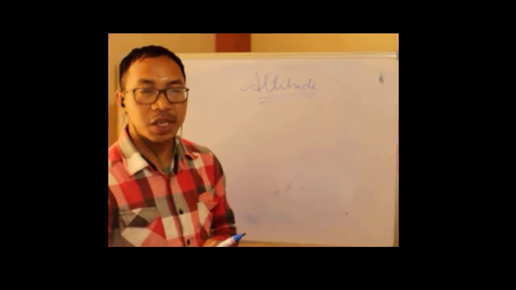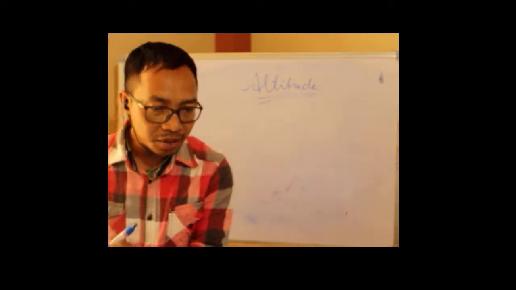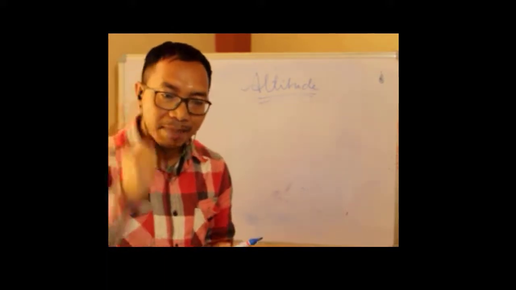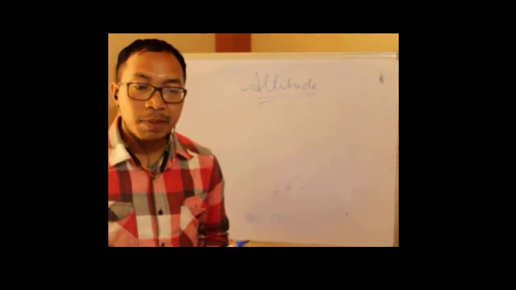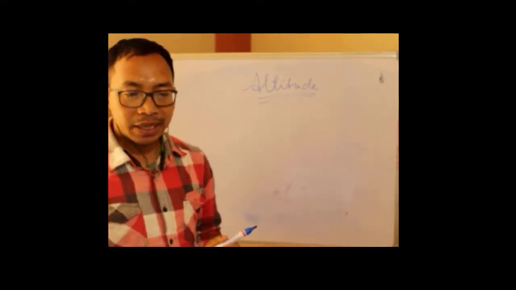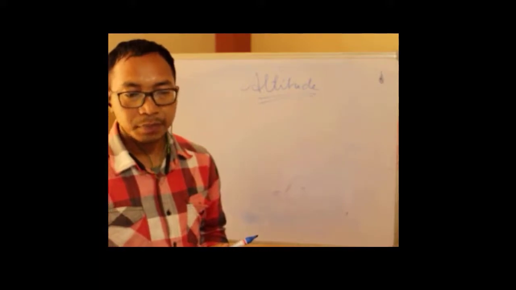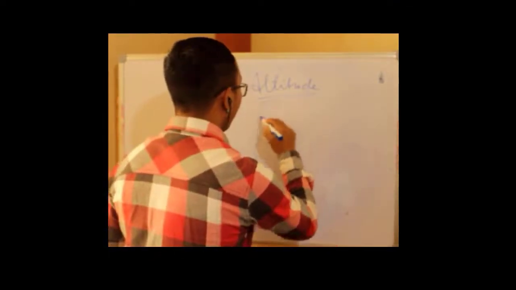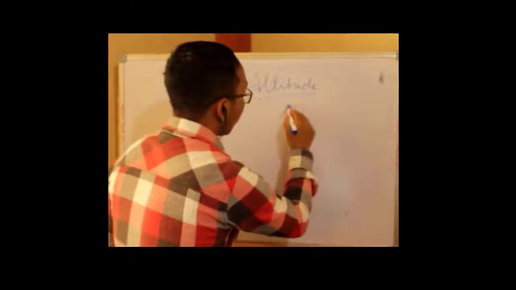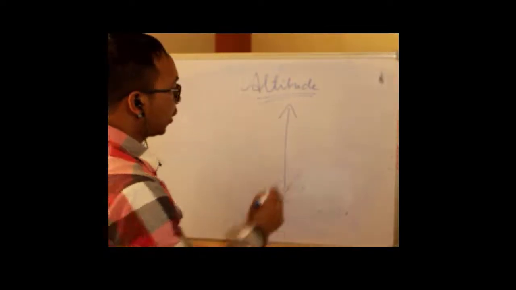Like the example we have seen of Agra and Darjeeling, even though they lie at the same latitude, there is a temperature difference between these two areas in the month of January. Altitude is a distance measurement in the vertical upward direction. So when we measure altitude, we measure in the vertical upward direction. We measure how high it is.